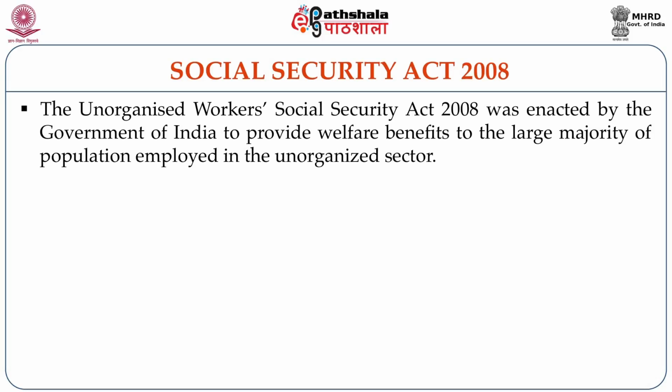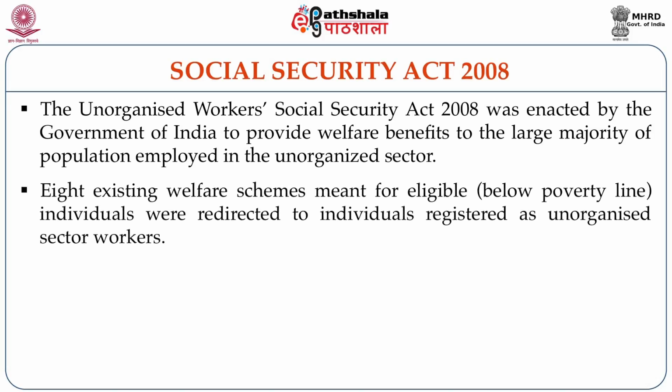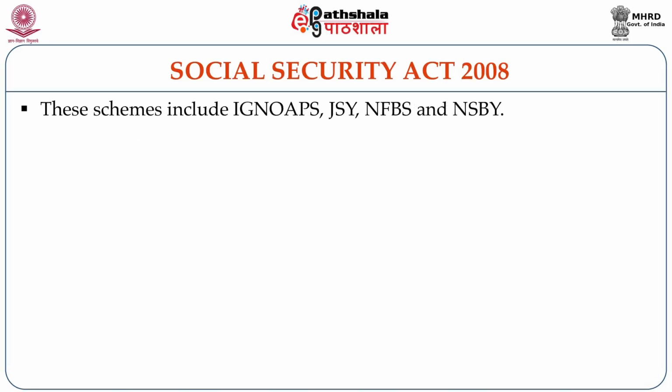Looking at this scenario, the government of India has enacted an act called the Unorganized Workers Social Security Act 2008. It was enacted to provide welfare benefits to a large majority of the population who were employed in the unorganized sector. Eight existing welfare schemes, which are meant for below poverty line individuals, were directed to individuals registered as unorganized sector workers. These schemes include the National Old Age Pension Scheme, Janani Suraksha Yojana, National Family Benefit Scheme, and National Swasthya Bima Yojana, which is a form of health insurance.